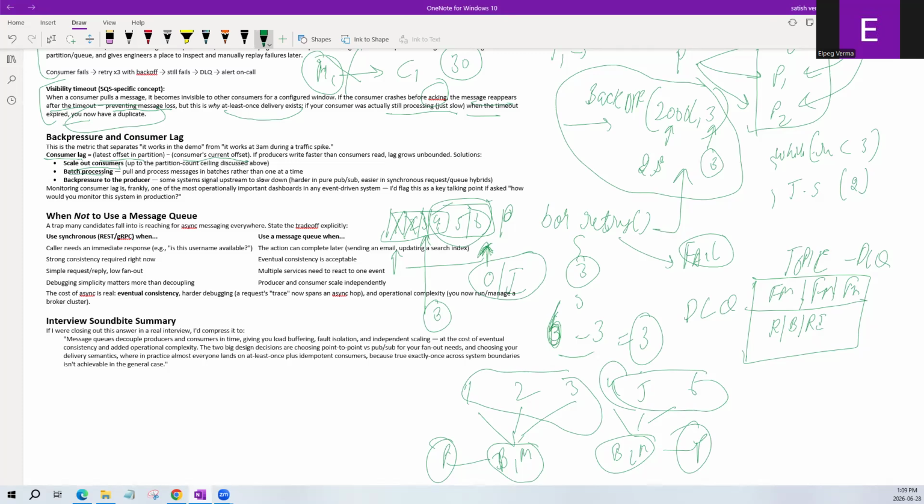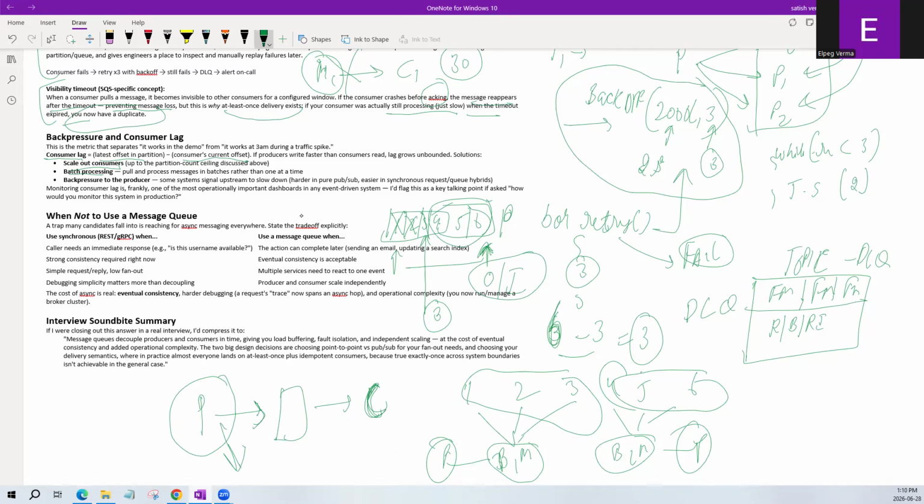Next, backpressure to the producer. The system signals upstream to slow down; it's harder in pub/sub and easier in synchronous systems. So this is a kind of backpressure to the producer. Again, the system signals upstream to slow down. It generally doesn't happen, but what is it trying to say? Producer, Kafka, consumer: the producer is upstream, and the pressure goes back up to it somehow.